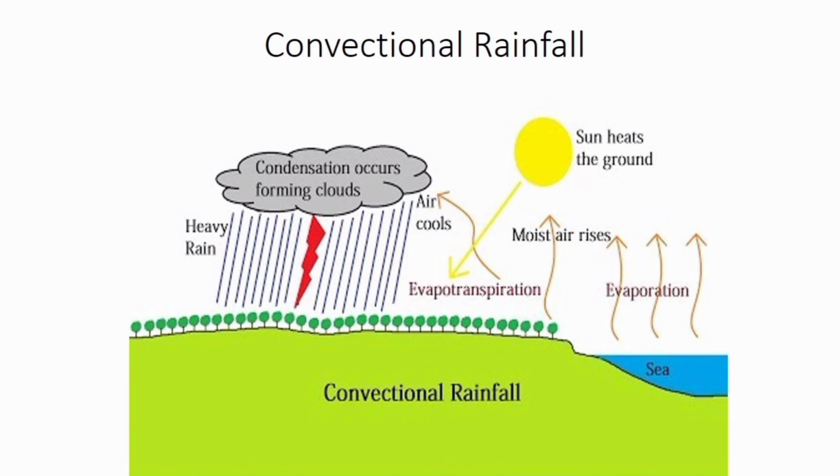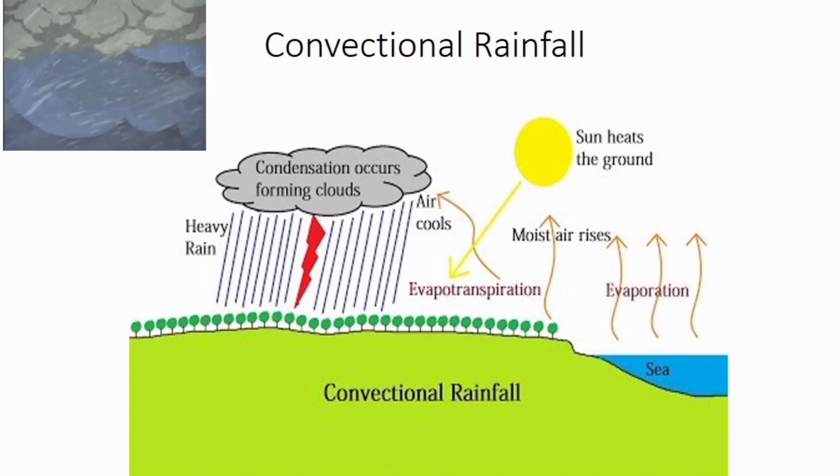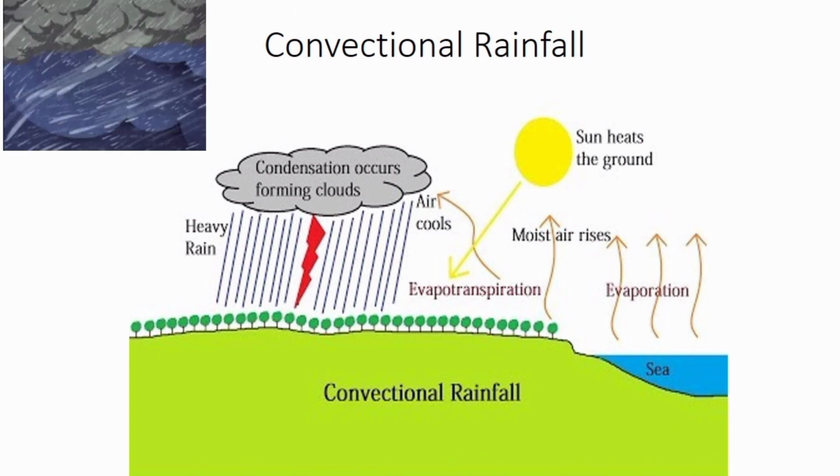Convectional rainfall. When the land warms up, it heats the air above it. This causes the air to expand and rise. As the air rises, it cools and condenses. If this process continues, then rain will fall. Convectional rain occurs throughout the year, especially during March, April, September and October. This rain occurs with thunder and lightning.